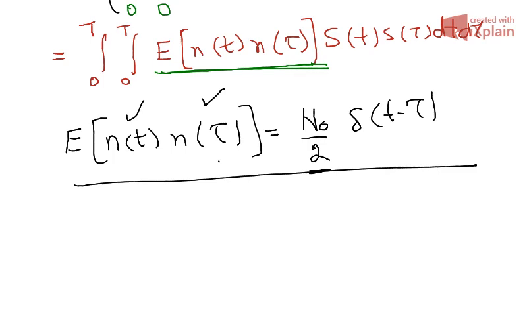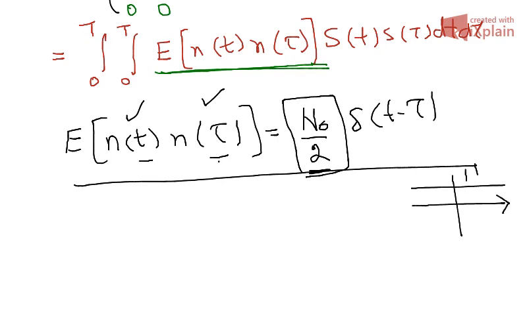This expected value means the integral of this product. For independent sample functions, the integral would be 0 unless t is equal to tau. When t is equal to tau, this is the square of the signal, and the integral of the square of the signal is its energy. Here the energy is N naught over 2, which is given by the power spectral density of the noise. We have this function that for any frequency it is N naught over 2. So this is actually N naught over 2.